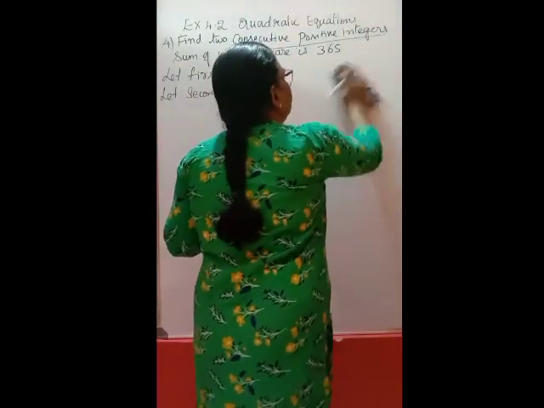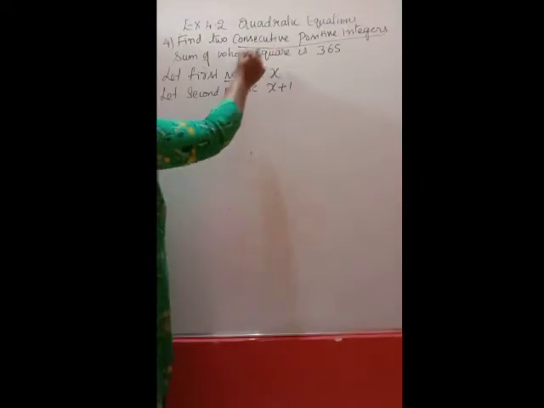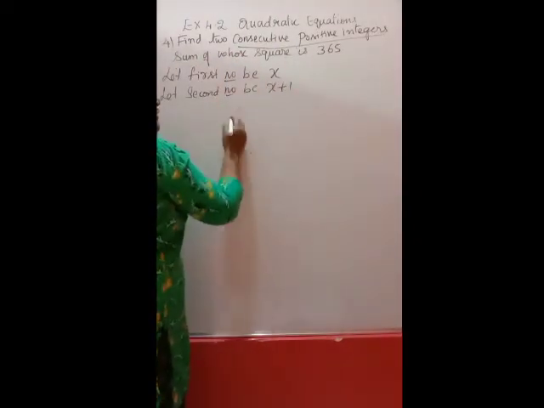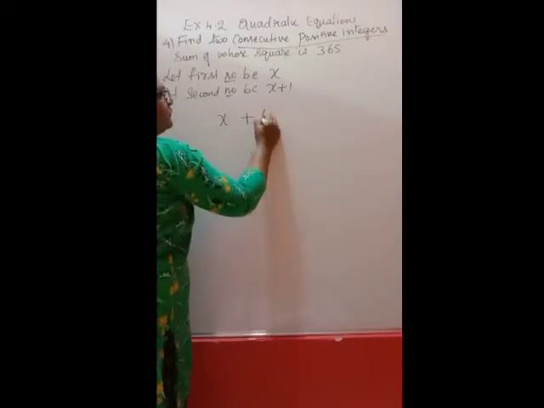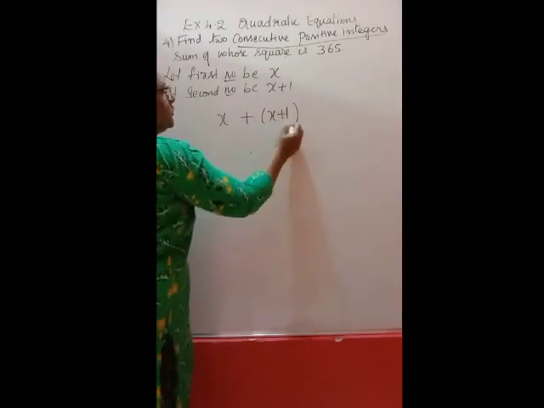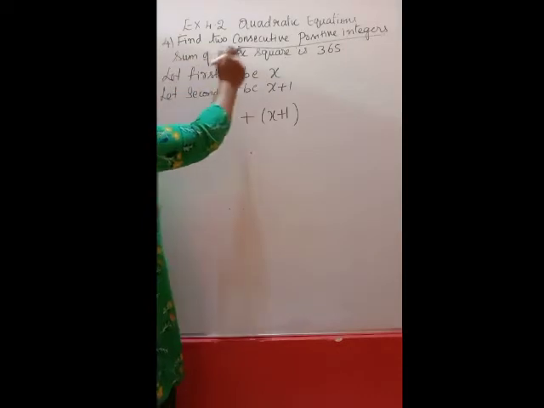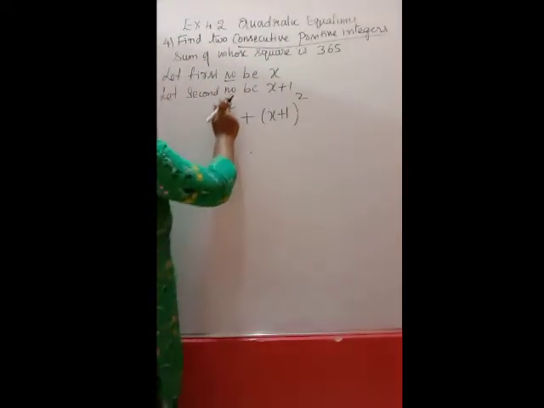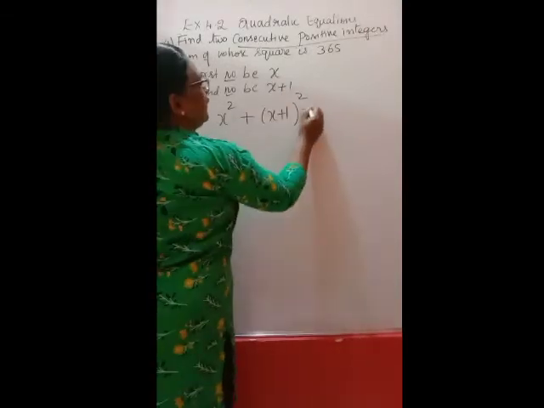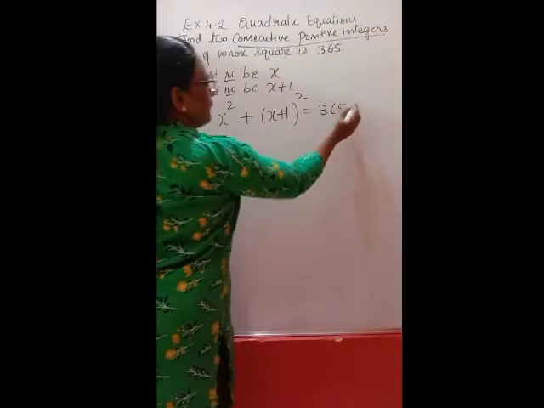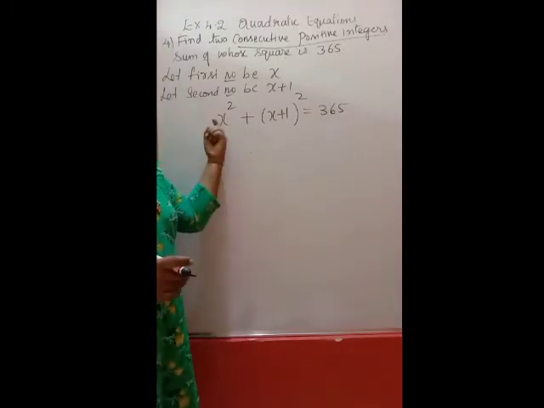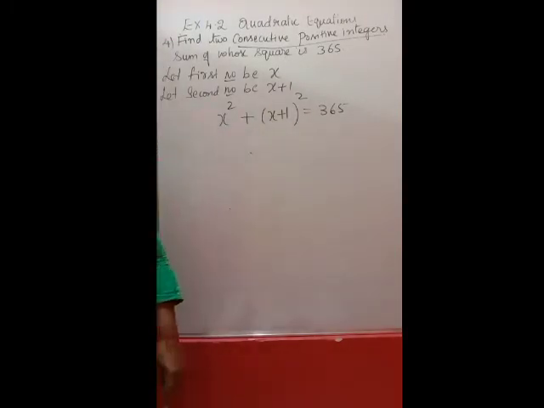Okay, now what you have to do is, sum of whose square. First I will take the sum of this. Sum of two numbers, and whose square means you have to square these two numbers. You square two numbers and add, that will give you 365. Okay. So sum of whose number squares will give you 365.